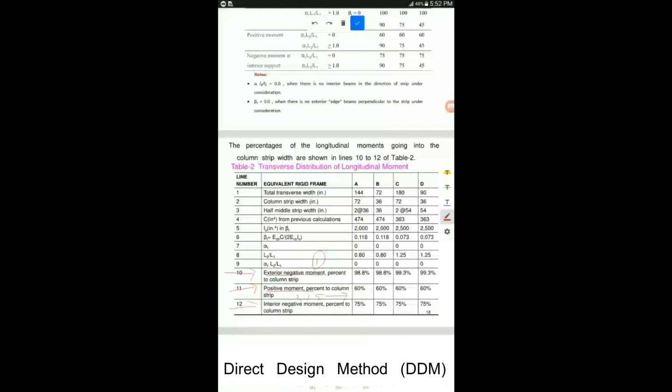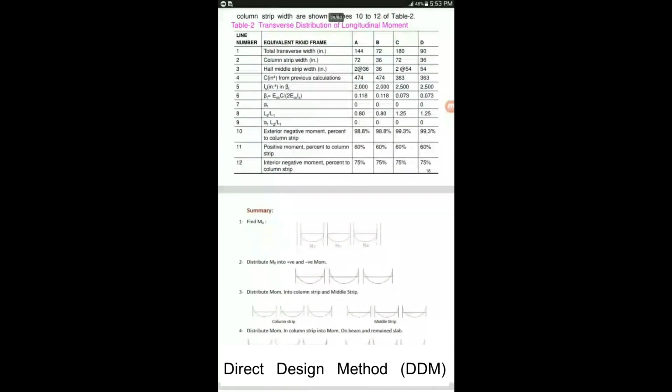And row 12 is showing you the percentage distribution at interior negative moment, that is for location 3 and location 4. These are the percentages of moment which are going to the column strip. The rest of the amount will go to the middle strip in the same way. For example, if 75% is going to the column strip, it means 25% of this moment will go to the middle strip. So now this is again the summary.